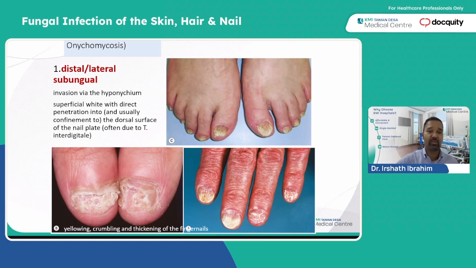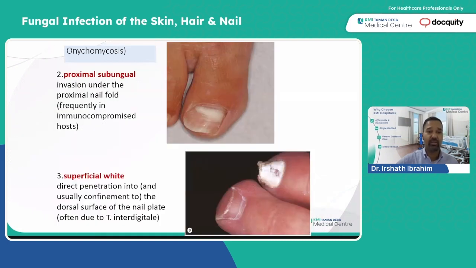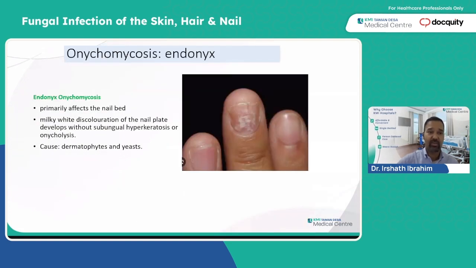And this is proximal subungual, where the invasion is at the proximal nail fold. Superficial white is very difficult to treat, with direct penetration into the dorsal surface of the nail plate. And this is endonyx. It primarily affects the nail bed. Over this area is the nail underneath the skin. So you get this milky white discoloration in the nail plate. And this particular type of onychomycosis usually does not have subungual hyperkeratosis or onycholysis.